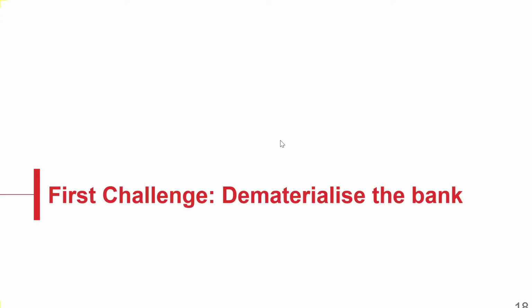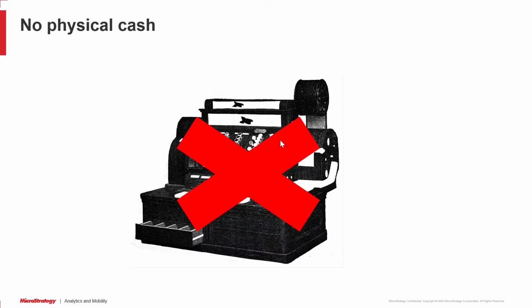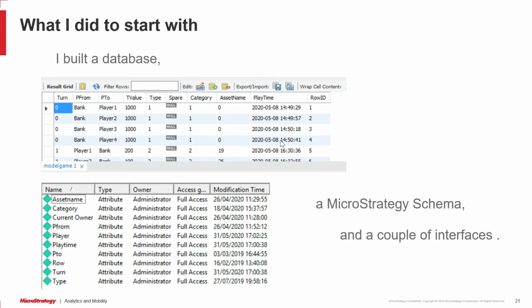Okay, so let's look at the first challenge, which is to dematerialize the bank. So the idea there is that there's no more cash, no physical cash, that's gone. Okay. So what I did to start with is that based on the transaction model that I showed you earlier on, I built a database, a MicroStrategy schema, and a couple of interfaces.